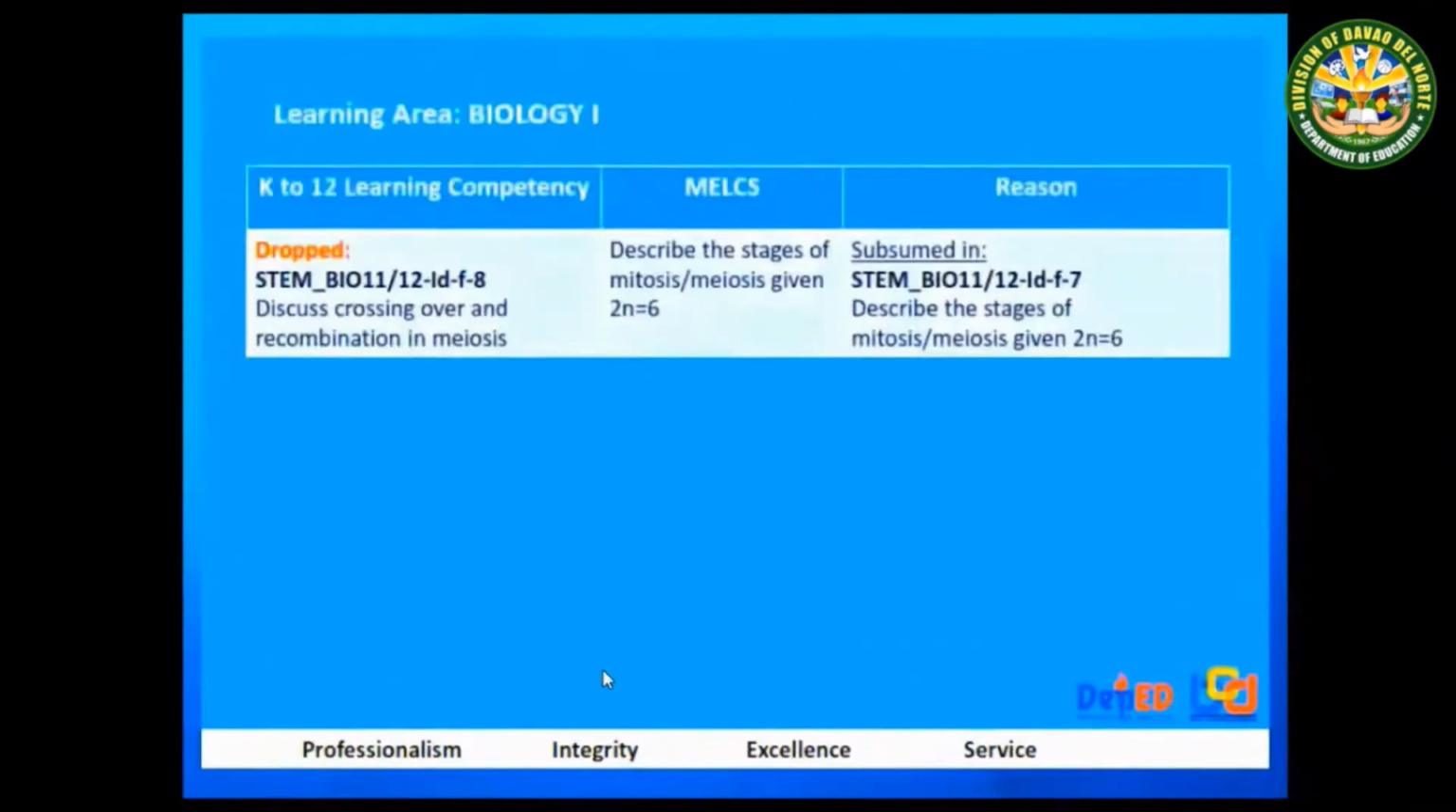For Biology 1, 6 ELSIs were dropped. An example of this: discuss crossing over and recombination in meiosis. MELCs describe the stages of mitosis and meiosis given the 2n equals 6. For the reason, it is subsumed in STEM Bio 1112 with this code.